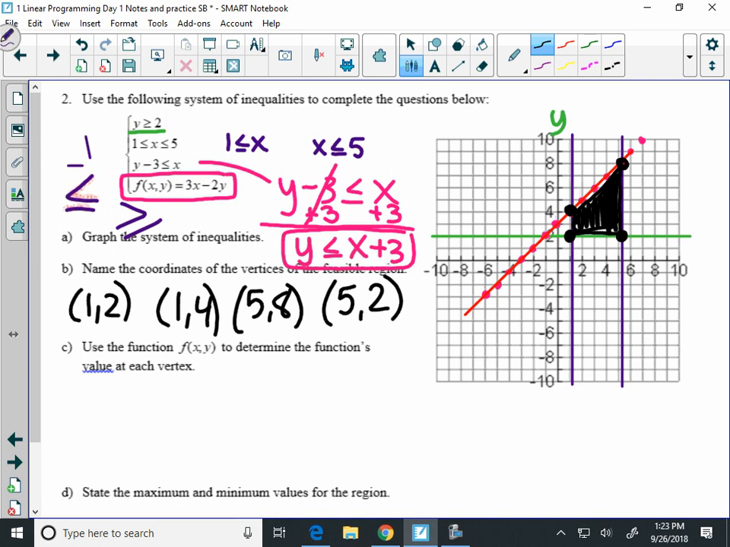Let's start with 1, 2. We'll take f of, and it froze again. It's tired. It did too much work today, I guess.